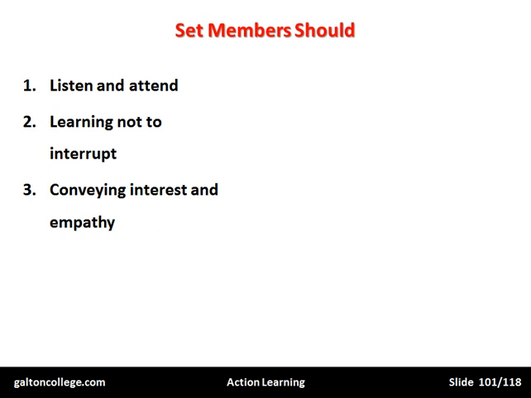They should let others speak and have their say. Even if they strongly disagree with what's been said, they should let it be said and then make the point. They should empathize with the whole procedure. So they should relate to it and they should support what's happening, because they themselves are voluntary members of the set. They're there because they want to be there. So they should be interested in what's happening.